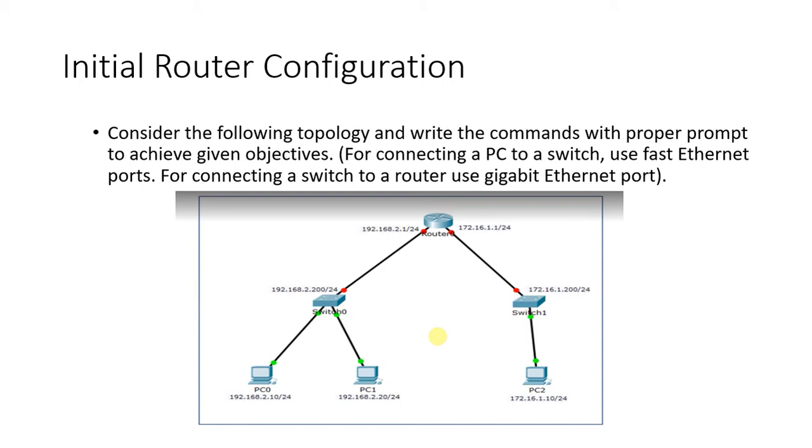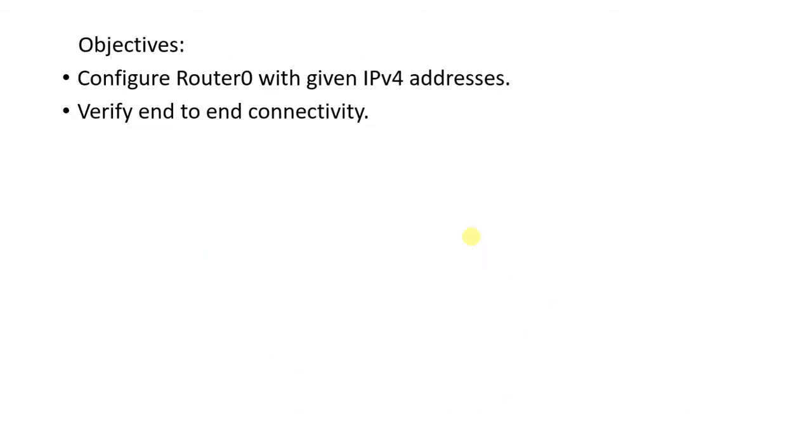Whenever two different networks are there and you are using a router, then you have to assign the IP addresses and also you have to assign the default gateways to the PCs. We will see how we can configure all this. The objective of this lab, as I already told you, is that we are configuring router 0 with given IPv4 addresses, and then we are going to verify end-to-end connectivity. For that, you need to assign the IP address as well as the default gateway to the PC.